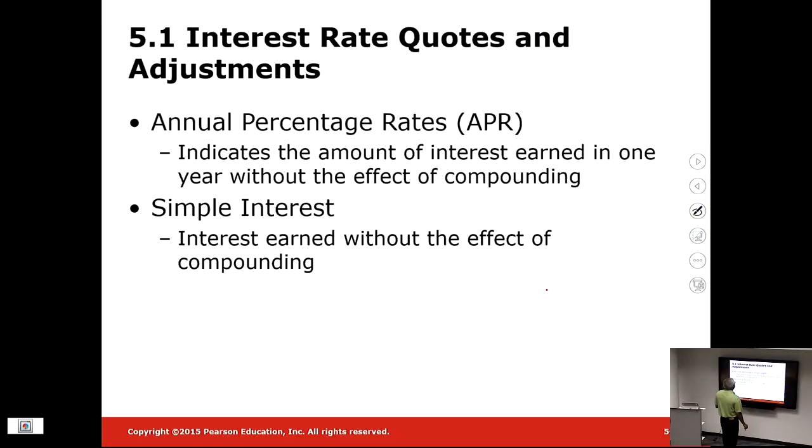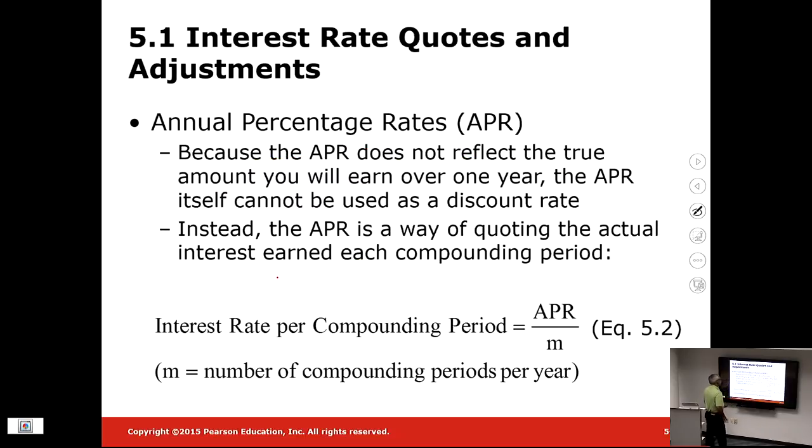So now we go from EAR to annual percentage rate. Annual percentage rate indicates the amount of interest earned in 1 year without the effect of compounding. The key part over here is without the effect of compounding. So it is essentially like simple interest, earned without the effect of compounding. In other words, if I take out the effect of compounding, what would be the annual percentage rate I'm earning over a given investment opportunity?